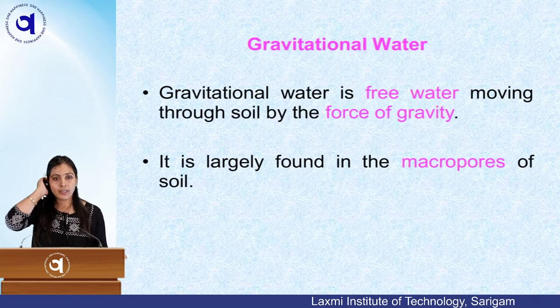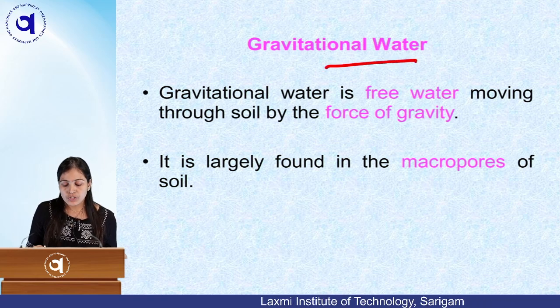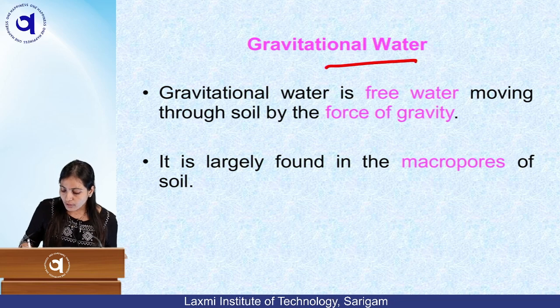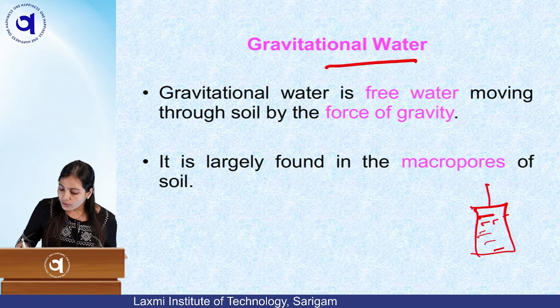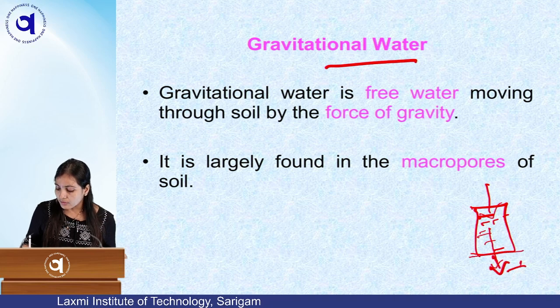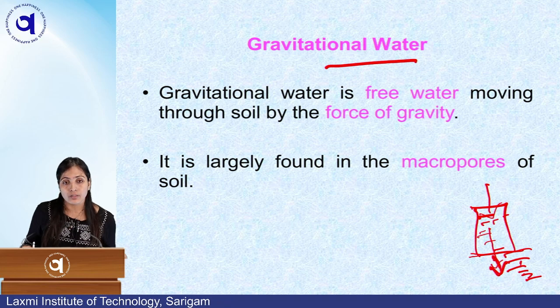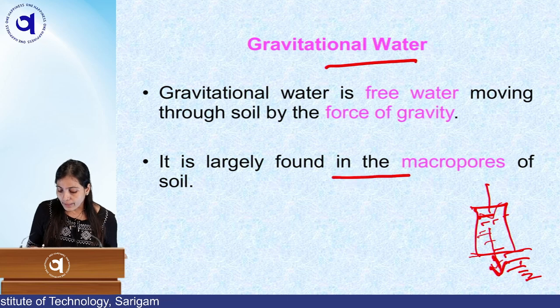Now we have many types of water in irrigation, that is gravitational water. Gravitational water is free water moving through soil by the force of gravity. Suppose you have soil, this is the soil strata. If you apply water over here, what will happen? It will drain directly to the lower layer. This water is not utilized by the plant. This is the gravitational water, drained water. It is largely found in the macropores of the soil.